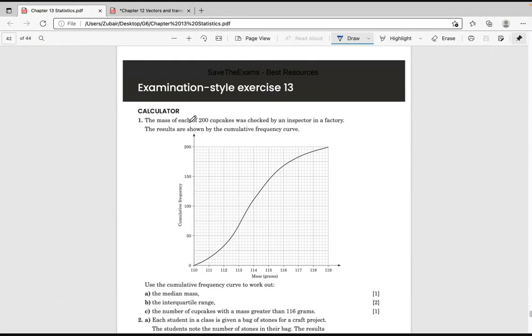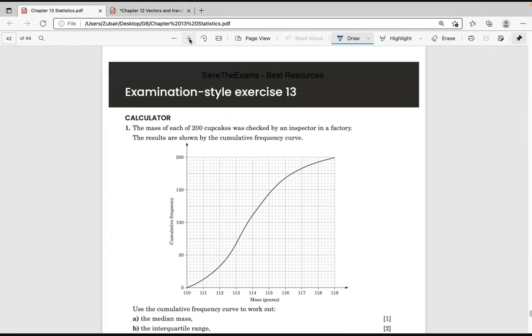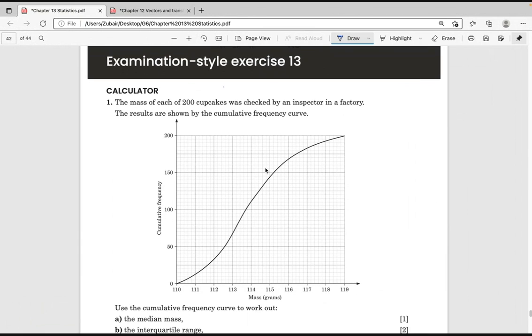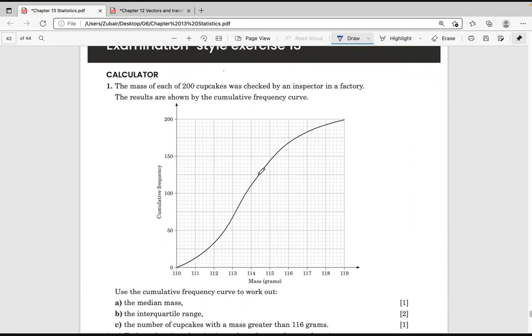The mass of each of the 200 cupcakes was checked by an inspector in a factory. The results are shown by the cumulative frequency curve. Use the cumulative frequency curve to work out the median mass. Now I can see the total is 200, so 50% of 200 will be 100.